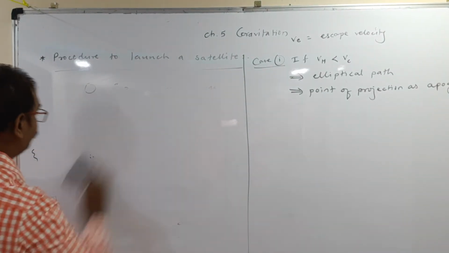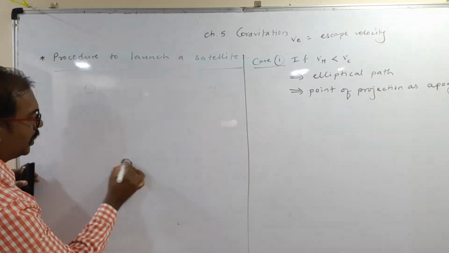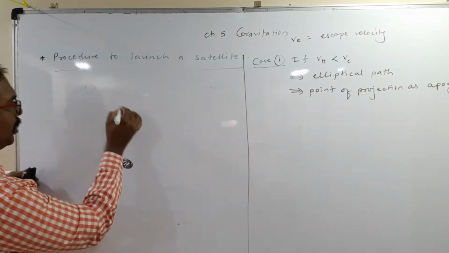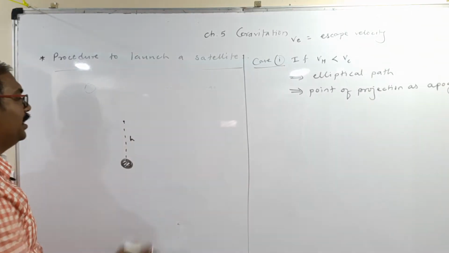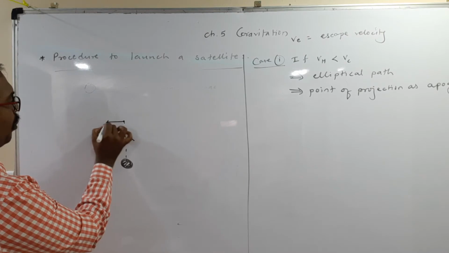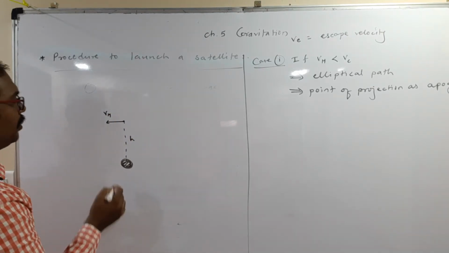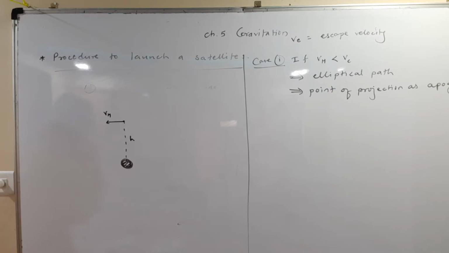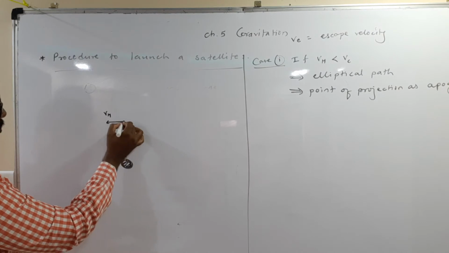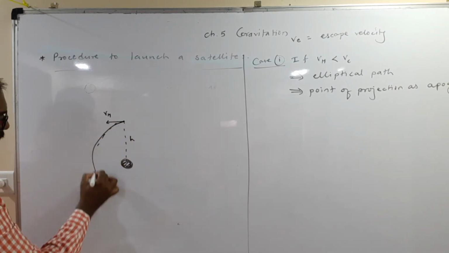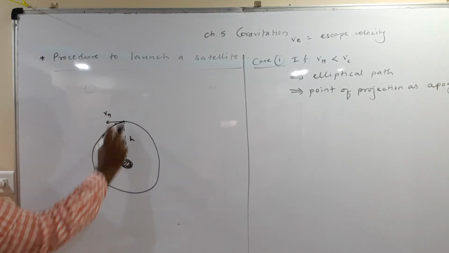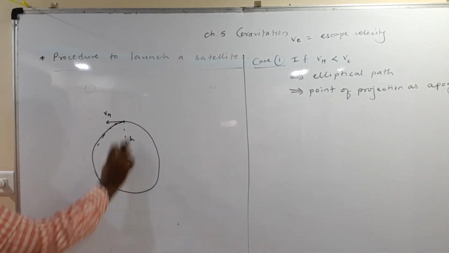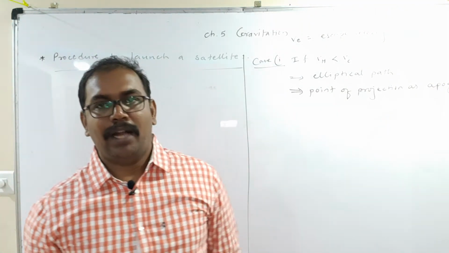So you can see here, if this is Earth, I will show a little smaller Earth. Now this is the point of projection. So this is the height h at which the satellite is reached by the first stage. Then here we are giving horizontal velocity. And if horizontal velocity is less than critical velocity, then the satellite moves like this. So let me draw the orbit like this. This is the farthest point and this is the closest point. So here the point of projection is at apogee.